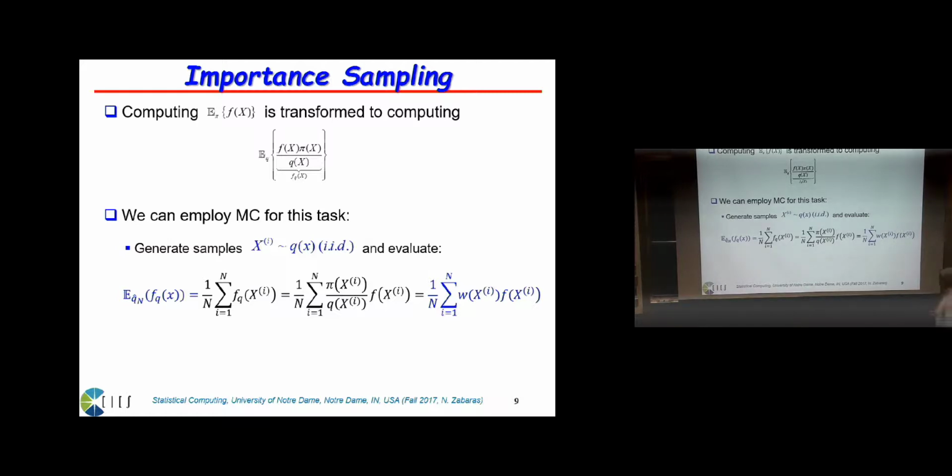You remember our original expectation became the expectation under q of f subscript q, where f subscript q is w times f. So I start with a basic Monte Carlo definition, 1 over n times the summation of f subscript q of samples from the distribution q, and then I expand f subscript q as pi over q times f, which is my weight w at x_i times f of x_i. Now you see that this looks like a Monte Carlo approximation, but the weights are not 1 over n, they're 1 over n times w of x_i. Okay?